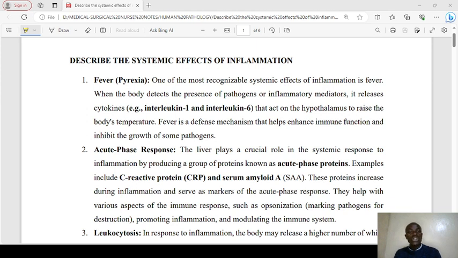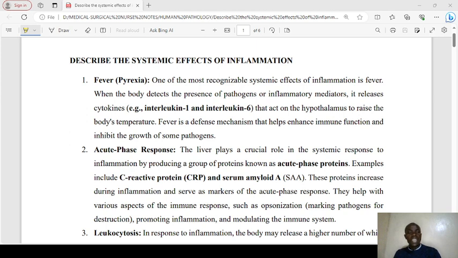And lastly, we talked of loss of function. So depending on the severity of the inflammation and its location, there may be a temporary or even prolonged loss of function in the affected area. For example, joint inflammation can lead to limited mobility. And lastly, we have tissue damage, where inflammation, if it's severe or chronic, can contribute to tissue damage or destruction in the local area. This can have long-term consequences if not managed.